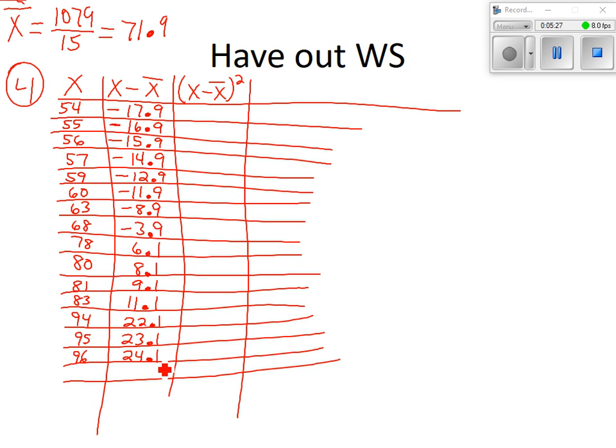Now, what are we going to do with all those? First of all, those should total up to how much? 0. Should total up to 0. Hopefully it does. You don't have to total them up, but hopefully it totals up to 0. What do we do with each one of those? Square.